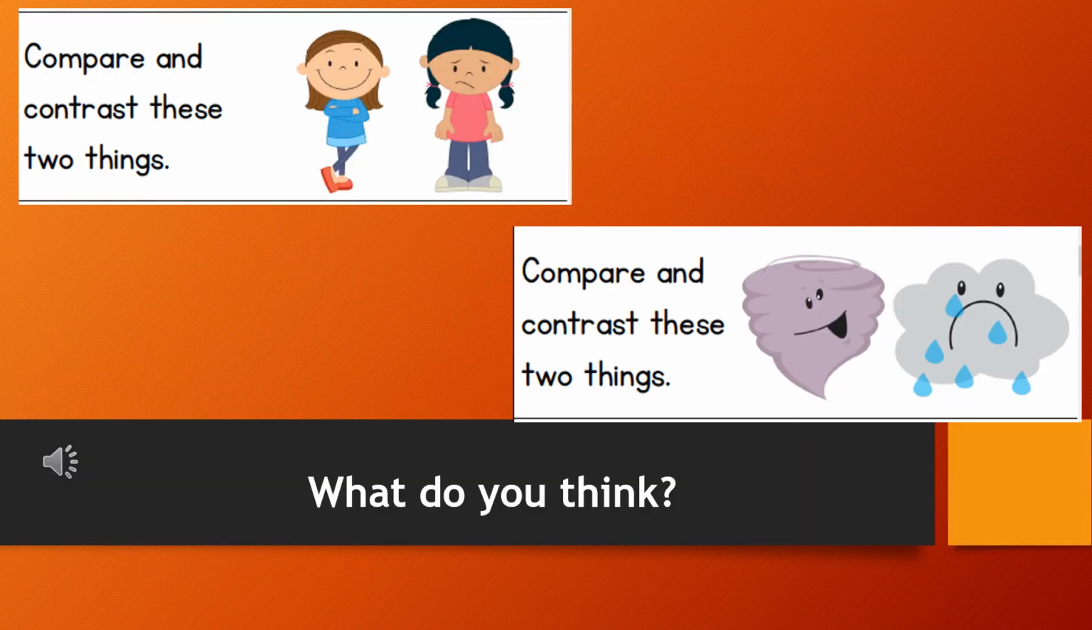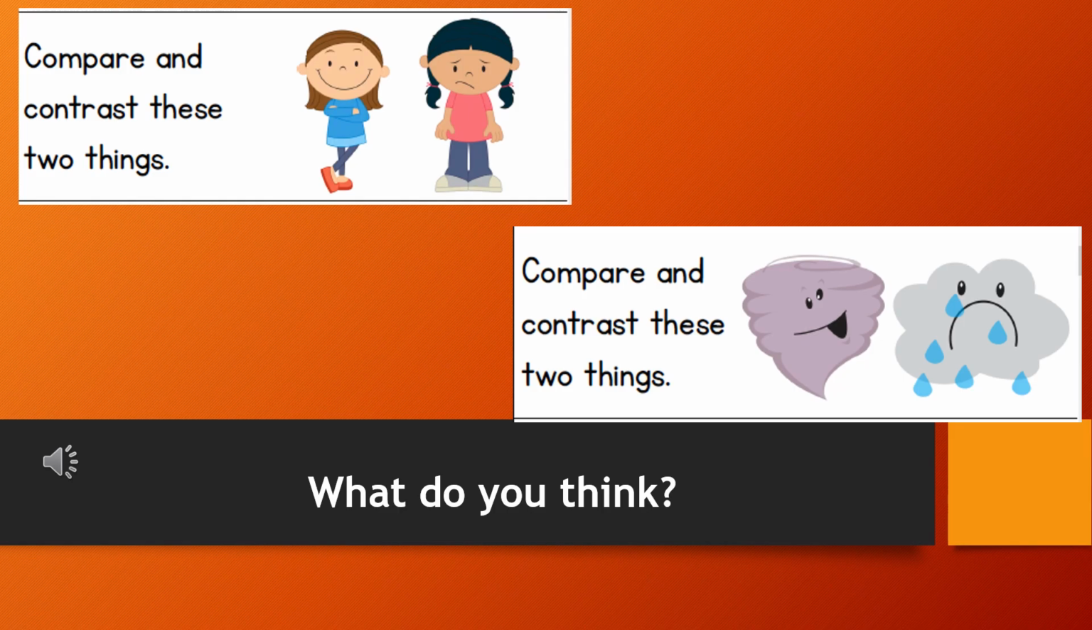What do you think? Compare and contrast the two things in the picture at the top. One thing that is the same is that they are both girls. One thing that is different is the expression on the girls' faces. The girl on the left looks happy, where the girl on the right looks sad or frustrated. Something else that is different is the girl on the left has on a blue shirt and the girl on the right has on a pink shirt.